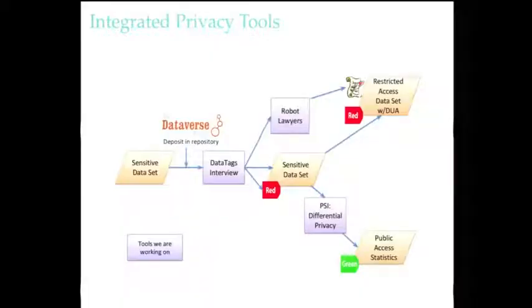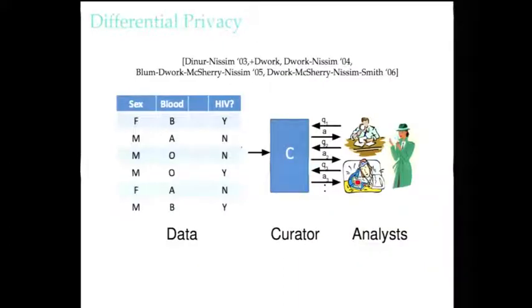Okay, so here is differential privacy as we've seen as part of this system level flow. When you've gone through data tags and you have a sensitive data set, one way you might make some of that information available to the outside public for discovery is by using this tool to generate green level open access public statistics. Let me explain what the mathematical tool that's being used here, differential privacy, is.